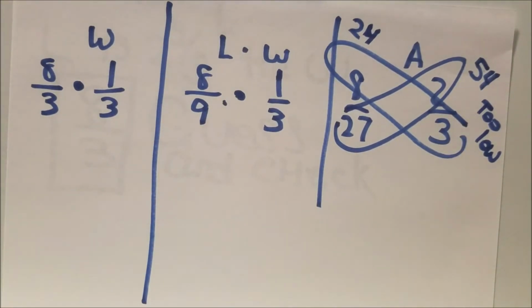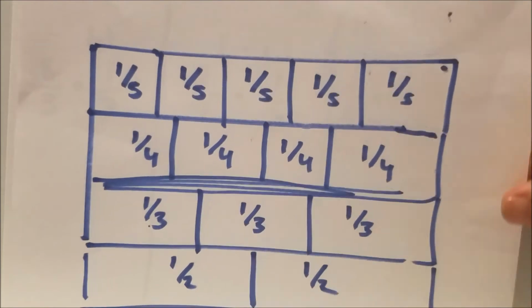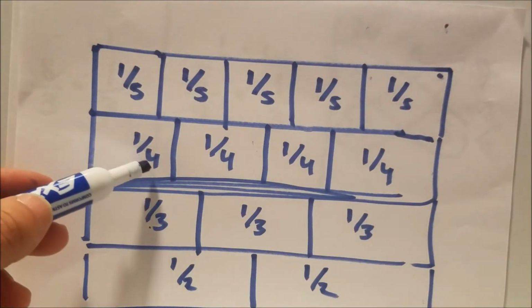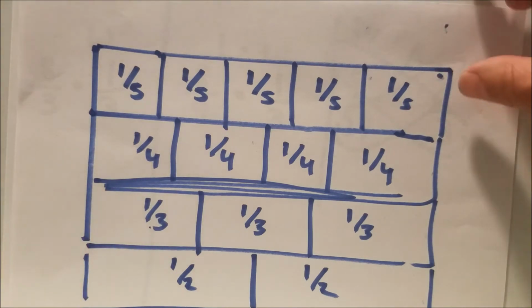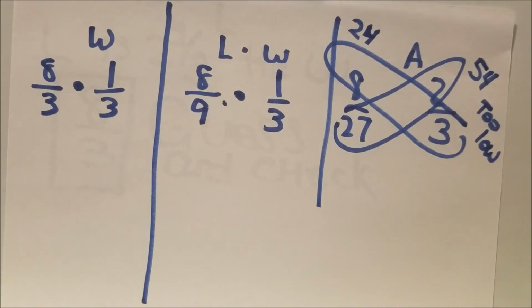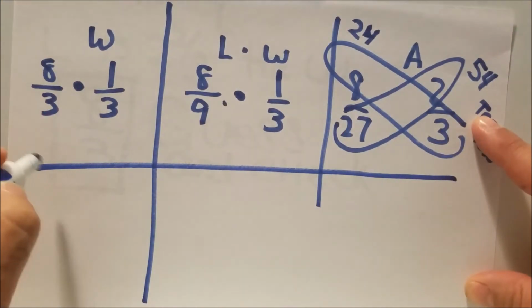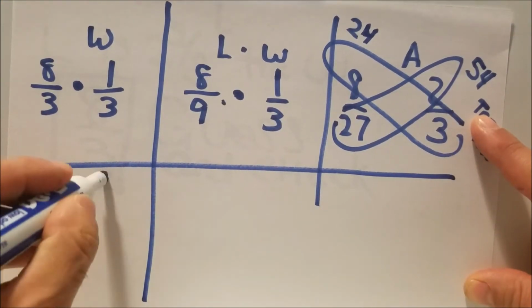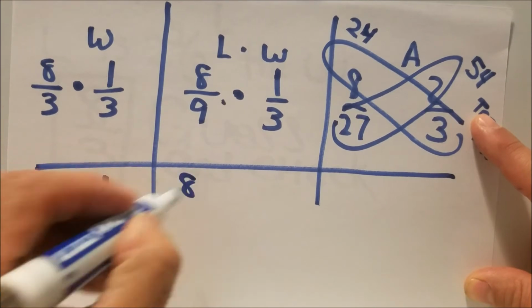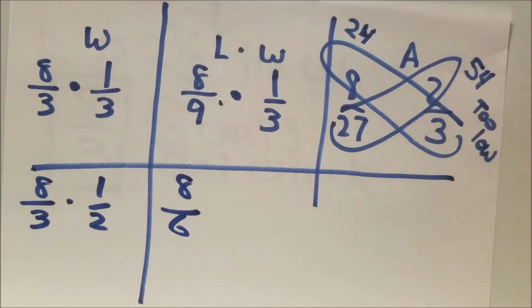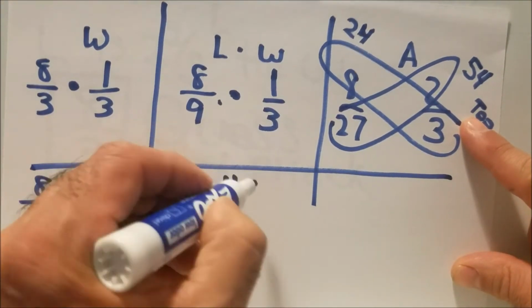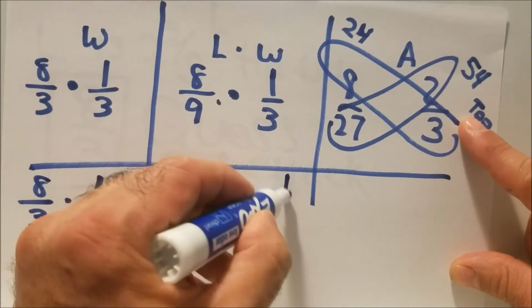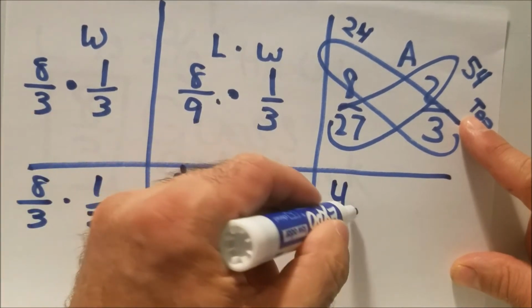So remember, if we looked at the chart, 1/4 is lower than 1/3. We need something greater. Let's try half. If we did 8/3 times 1/2, we're going to get 8/6, which we can reduce. 8/6 is 4/3. So the length is 4/3, times it with the width of 1/2, and we're going to get 4/6.